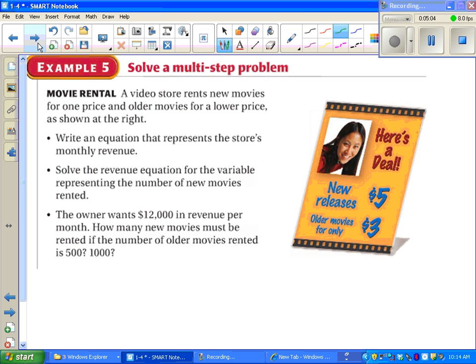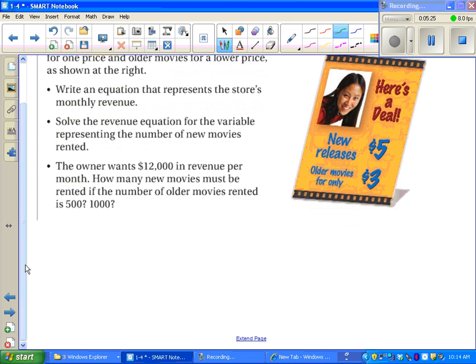Last example for this lesson. Word problem. A video store rents new movies for one price and old movies for a lower price, as shown at the right. So we see our new releases are $5, older movies are $3. Write an equation that represents the store's monthly revenue. Sounds like we're going to have to come up with some variables. I'll call this part A.